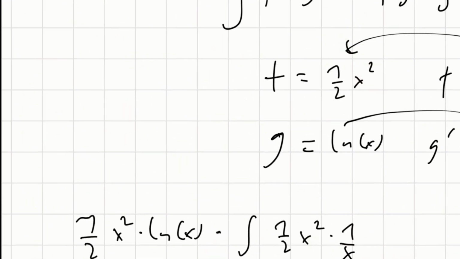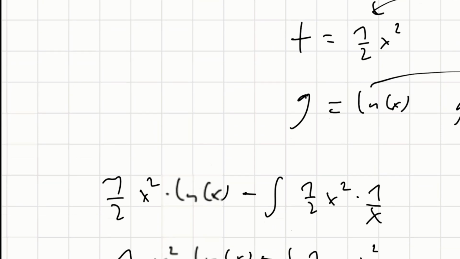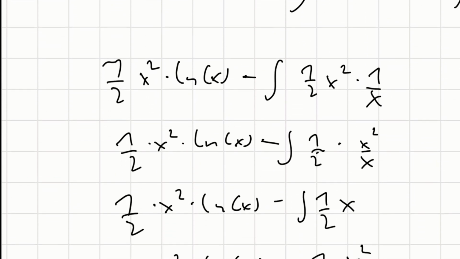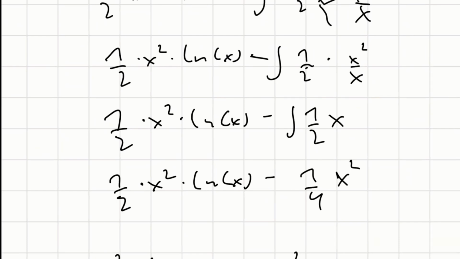Plug it in your formula, you get 1/2 times x squared times ln of x minus the integral of 1/2 x squared times 1 over x. So you just bring this here, this is x squared divided by x, you get 1/2 times x squared times ln of x, and so on, minus the integral of this, so 1/2 x, so the integral is nothing else, you go with 1/4 x squared, and you just multiply this by 2, so you get this.